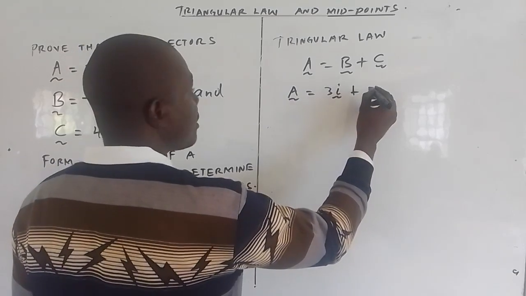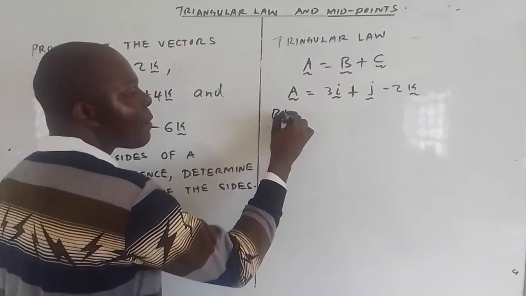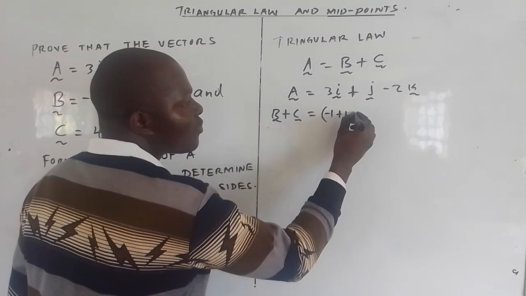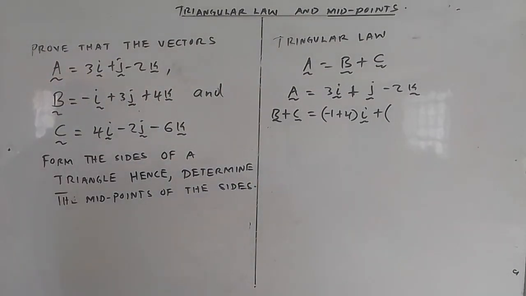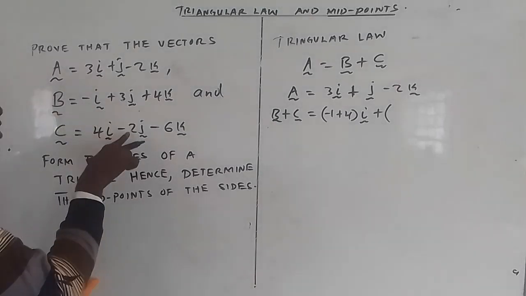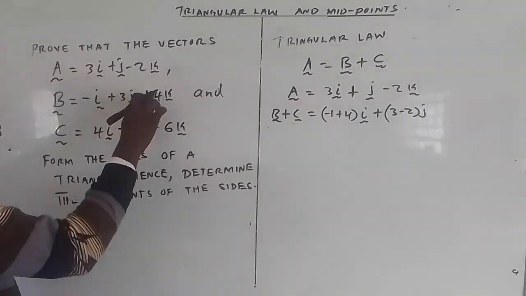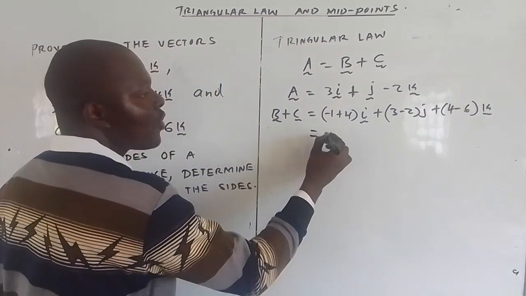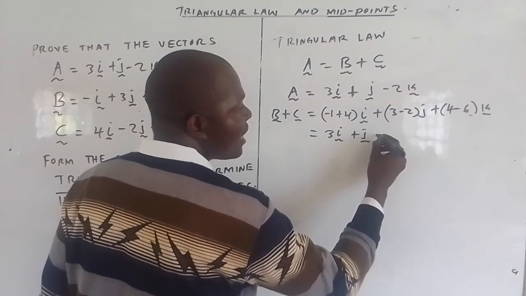Because from here, we have vector A equal to 3i plus j minus 2k. Then if you look at vector B plus C, what is your i? Negative 1 and 4. You have negative 1 plus 4i. Then plus, what is your j? Coefficient of j, what is your y? Positive 3 and negative 2, those are the coefficients of j. Then what is your k? Positive 4 and negative 6k. What do you get? You get 3i, 3 minus 2, plus j, 4 minus 6, minus 2k.